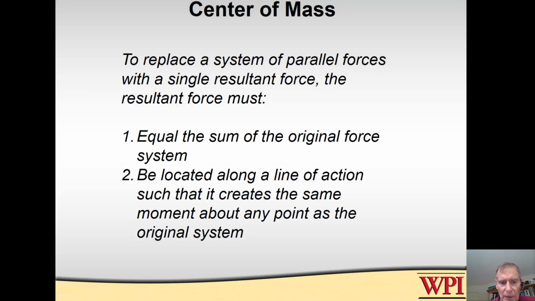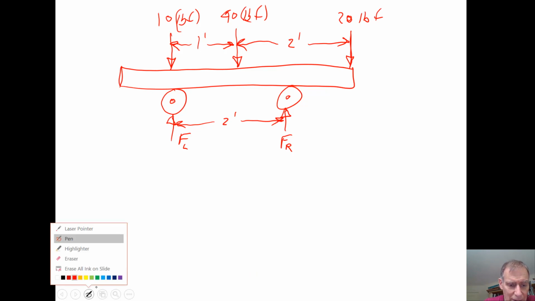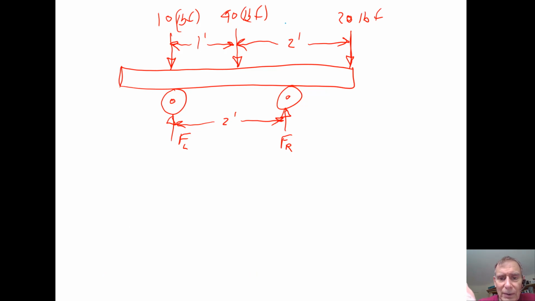If we think about it, it would make sense that, first of all, the sum of the original force system must be equal to the resultant force. Back here we had 10, 40, and 20, and that adds up to 70 pounds. So I'm going to say this is the force that's going to be our resultant force, R, and it has to equal the sum of the original forces.